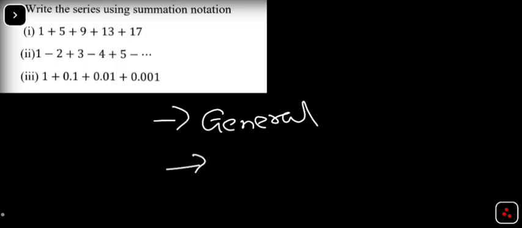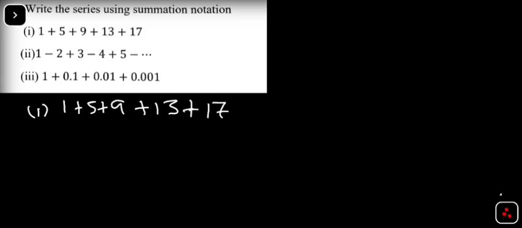For the summation notation, the first thing you're supposed to do is identify the general term and the limit of the summation. So there are two things you're supposed to know when you are writing the summation notation. The first is to identify the general term, and the second is to identify the limits of the summation notation. Now let us dive into this question.